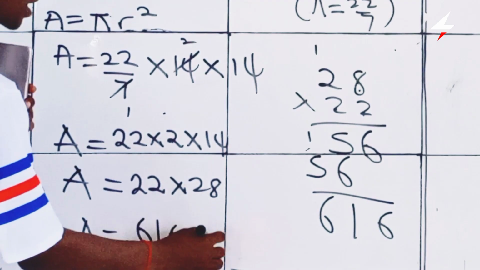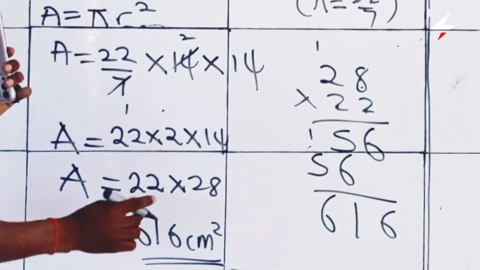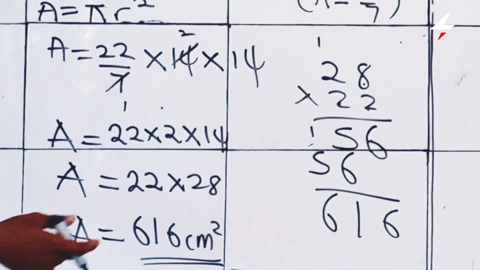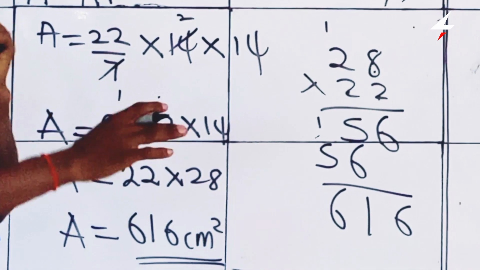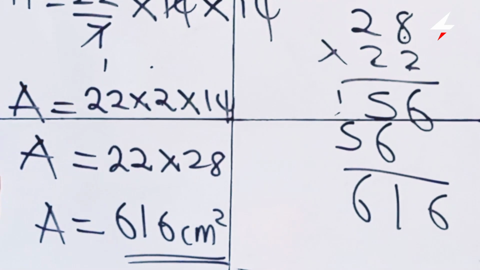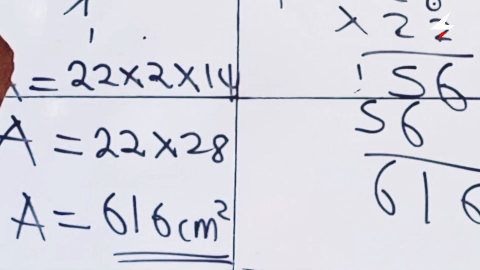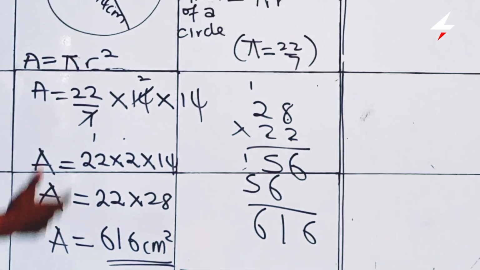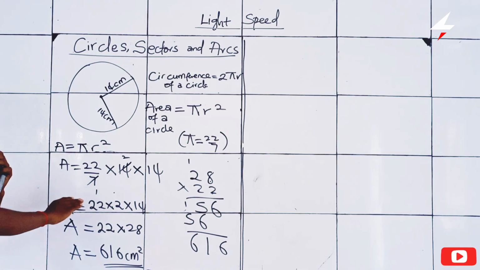616 centimeter squared. Don't forget, when we're calculating area, our value must be in squared. When we're calculating circumference, we can decide to just write centimeter without square, depending on the metric system you're given. Okay, so we're done. This is all we need to know for area. Now let's talk about calculating sector and arcs.